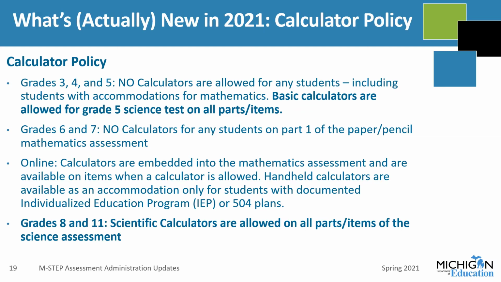What is new is that calculators are allowed on the science assessment for all items on both parts in all tested grades, grades 5, 8, and 11. For grade 5, students use the basic calculator, and grades 8 and 11 use the scientific calculator.